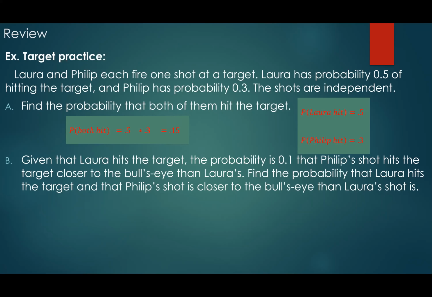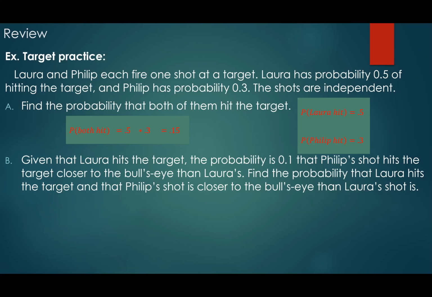Okay, so again, they spell it out for us, they give us everything we need. They give us the probability of each individual one, and then they ask us what is the probability that both of them hit the target. We know that the probability of Laura hitting the target and Philip hitting the target is to multiply the two probabilities together.